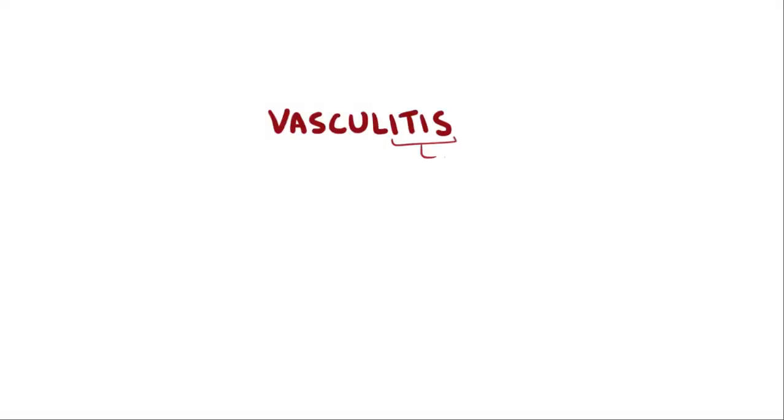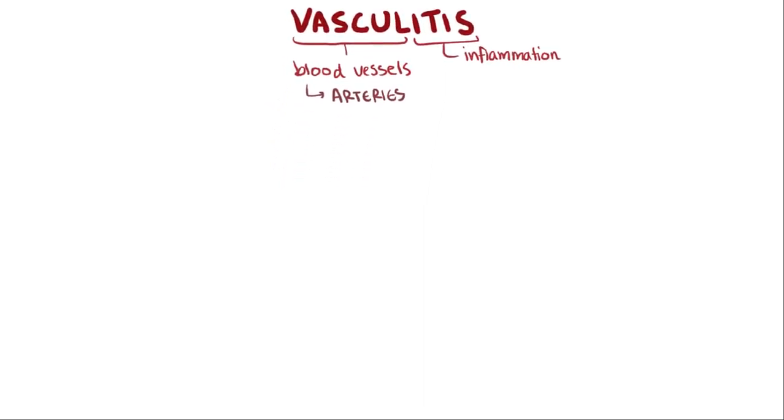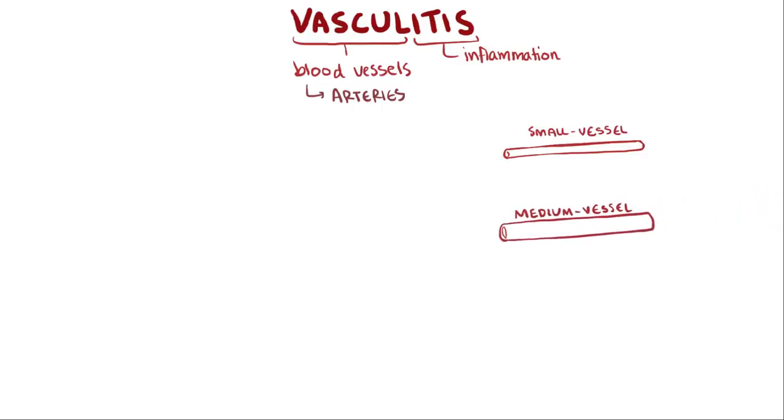With vasculitis, you have inflammation of the blood vessels. And even though this can happen in arteries or veins, we're going to focus on vasculitis in the arteries because it's way more common. Vasculitides, plural for vasculitis, are characterized by the size of the blood vessels they affect. So we have small vessel, medium vessel, and large vessel vasculitis.